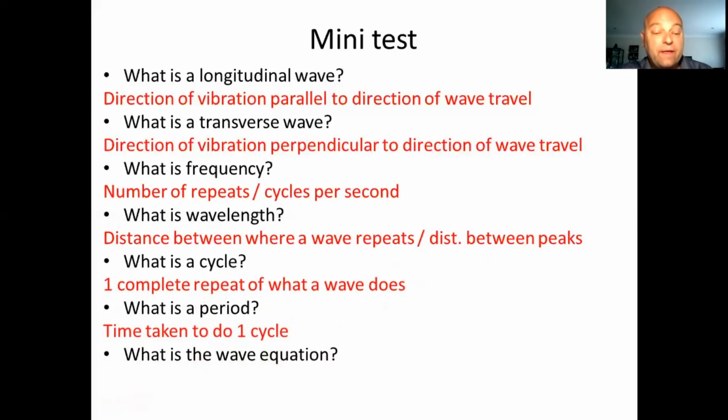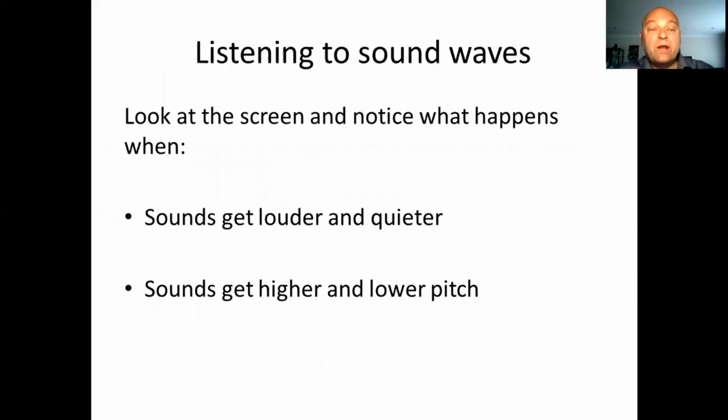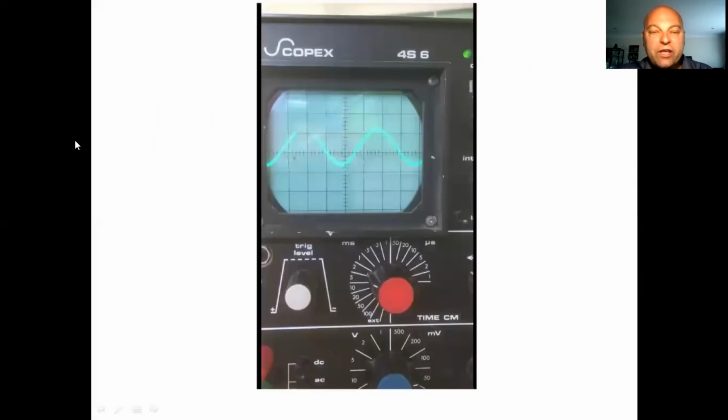The wave equation is V equals F lambda, or you could have had velocity equals frequency times wavelength. You've got those all correct. Well done. We're going to listen to some sound waves now. I want you to look at them on the screen and notice what happens when one, the sound gets louder, the sound gets quieter, and two, what happens when the sound gets a higher or a lower pitch. We're going to use an oscilloscope, which is basically a voltmeter that plots a graph of how big the wave is at any particular moment in time.